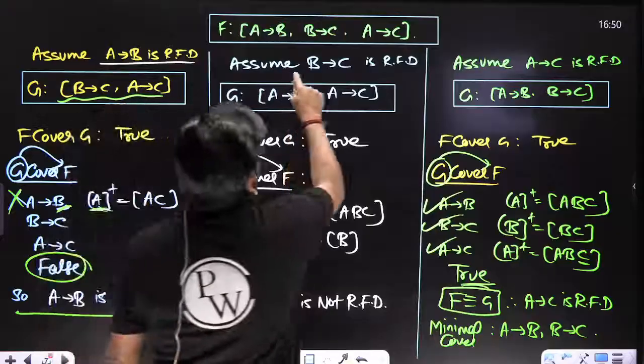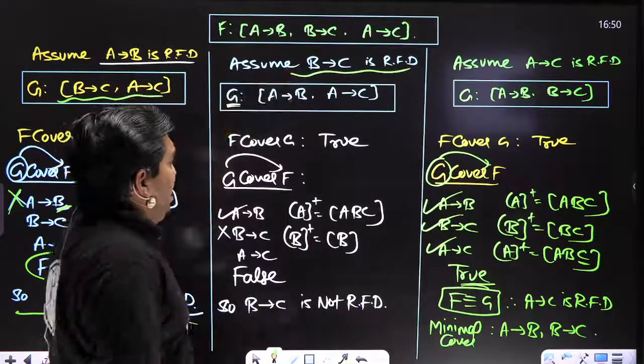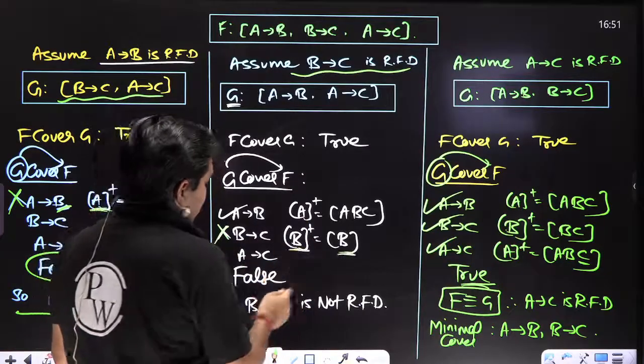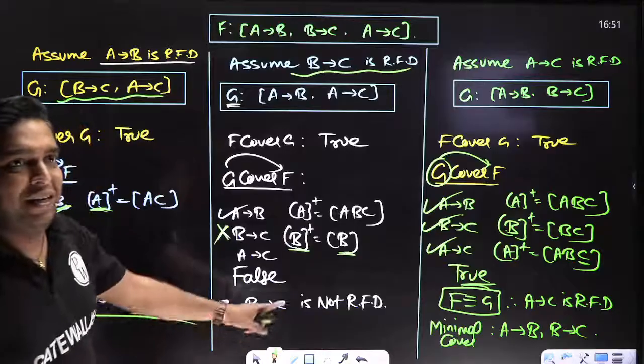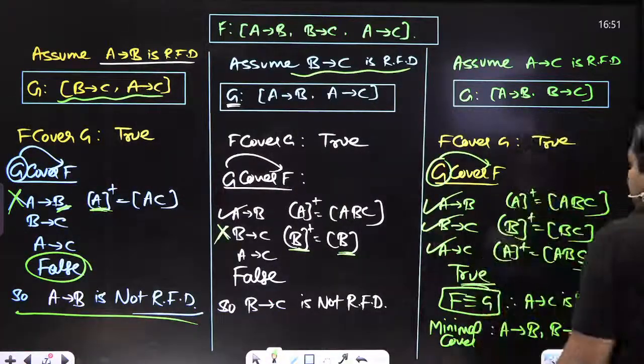Assume B tends to C is the redundant FD. So what happened? A to B and A to C. F covers G is true, G covers F? With this one, B closure, you are getting only B. It is false, my dear. Crystal clear, everyone? Seema, Shyam, Sudeep, Jadeep, Komal, everyone, Priya.